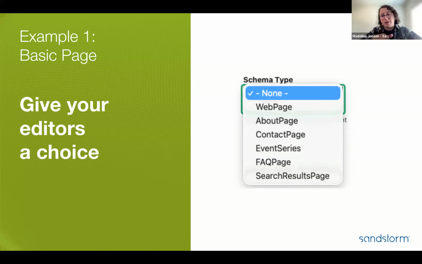So this is an example in Drupal, but again, you could theoretically do this in any CMS: adding a drop-down field of approved types. And then this is what drives the logic in the code in the back end that says, if they choose web page, render it as web page schema. If it is about page, render as about page. So you're really just doing conditional logic in the code.